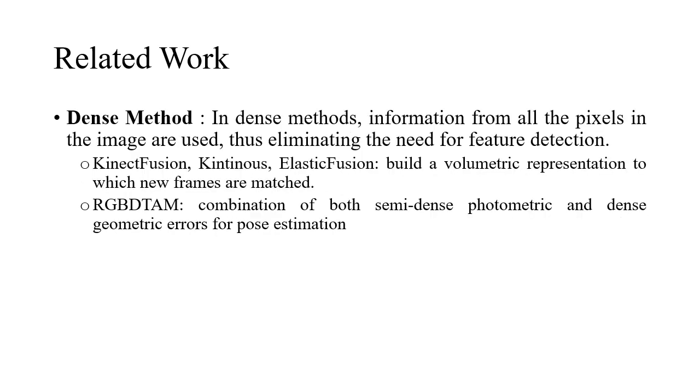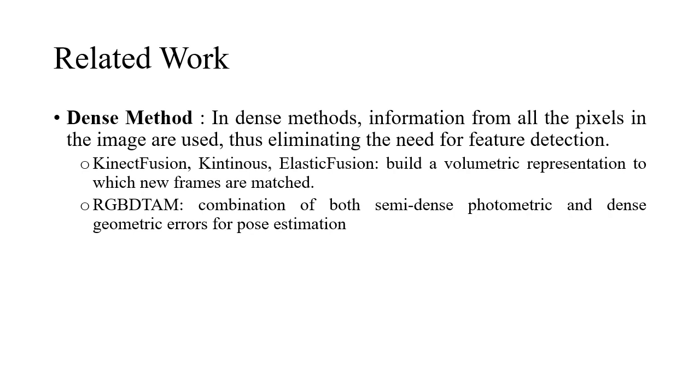Now on to the dense method. In the dense method, information from all of the pixels in the image is used, which eliminates the need for feature detection. An example of a dense method is KinectFusion, continuous elastic fusion, which builds a volumetric representation to which new frames are matched. Another one is RGBD-TAM, which is a combination of both semi-dense photometric and dense geometric errors for pose estimation.